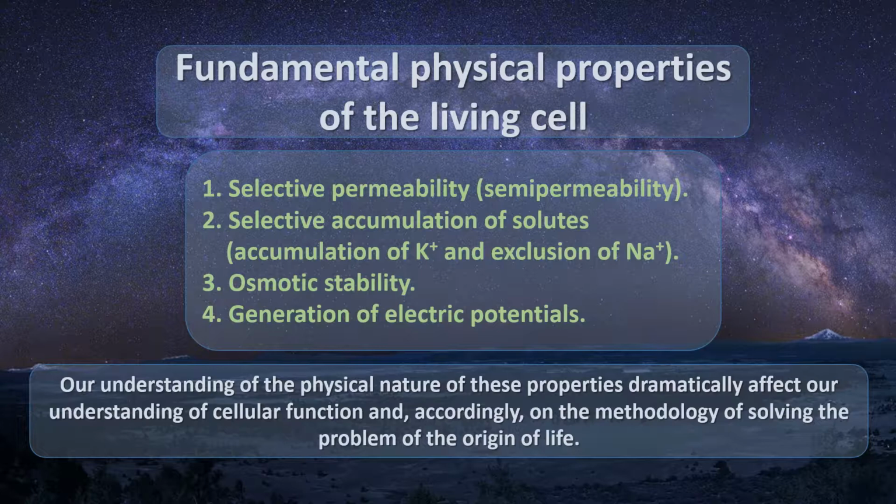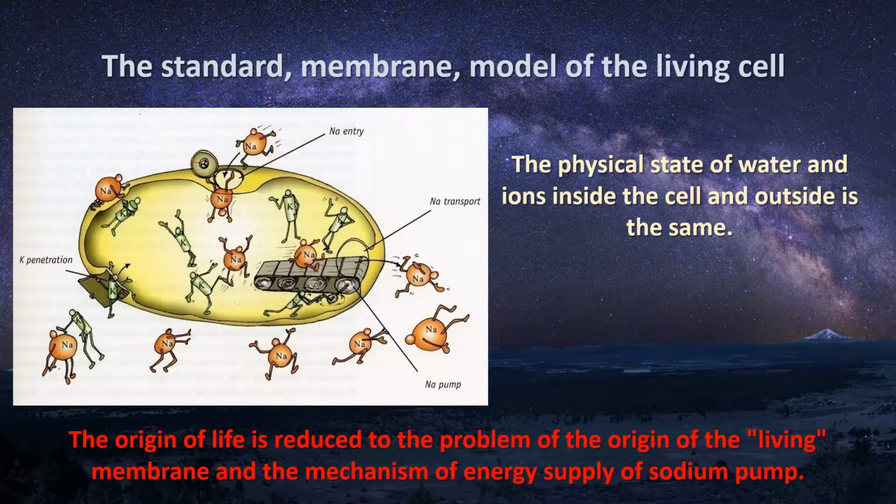Our understanding of the physical nature of these properties dramatically affects our understanding of cellular function and our ideas about how life could have arisen. From the viewpoint of the standard cell model, the membrane one, the plasma membrane is the carrier of all four physical properties of the cell. The structural basis of the membrane is a lipid bilayer which includes numerous proteins with different roles: specific ion channels, pumps, transporters and others. From the standpoint of such a model, the origin of life is reduced essentially to the simultaneous origins of the living membrane and a mechanism of its energy supply.